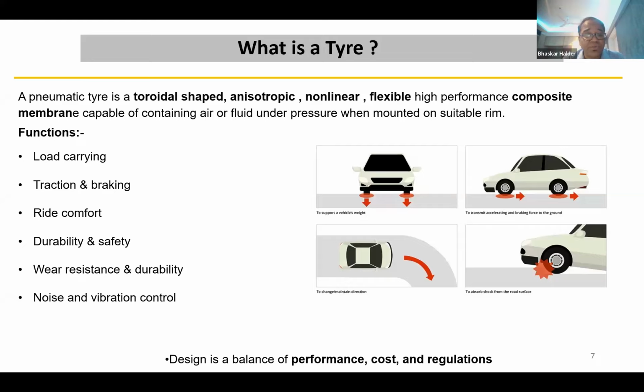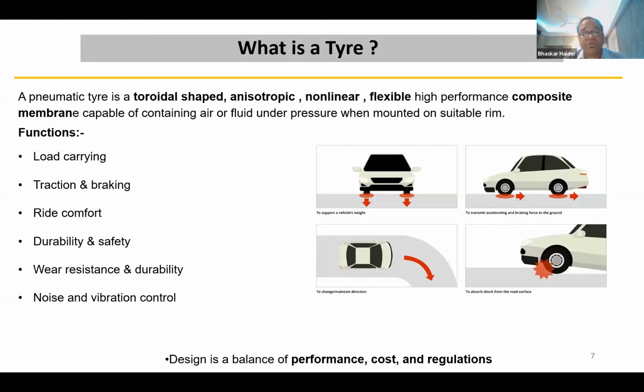What is that? The tire should have some life. If we have a car, the general average mileage of any tire is around 80,000 kilometers to 1 lakh kilometers. So my compound should be such that it is wear resistant and gives this much mileage to the customers.